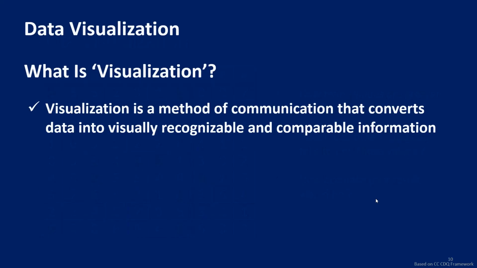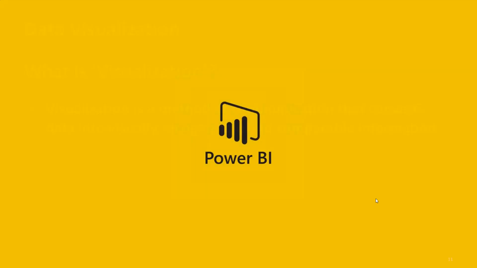Visualization is a method of communication that converts data into visually recognizable and comparable information. This is a Google definition, don't worry about it, but this is what visualization is. It's a method of communication that converts data into visually recognizable and comparable information. So you're able to compare and see the data. That's what data visualization helps you with.